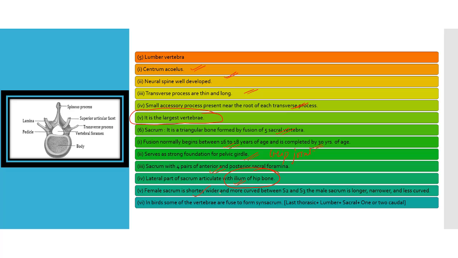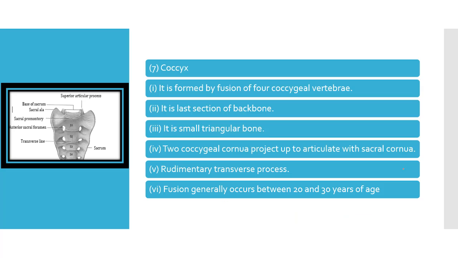Female sacrum is shorter, wider, and more curved between S2 and S3, while male sacrum is longer, narrower, and less curved. In birds, some of the vertebrae are fused to form synsacrum. That is, it includes the last thoracic vertebrae, lumbar vertebrae, sacral vertebrae, and one or two caudal vertebrae.